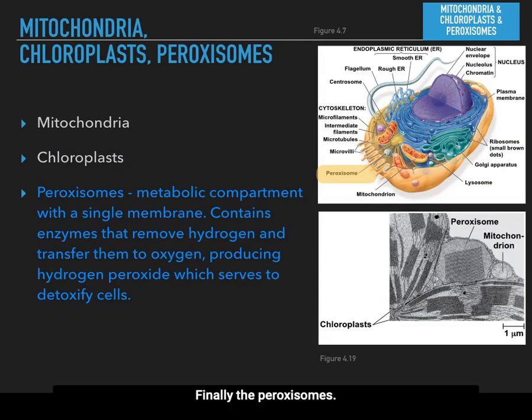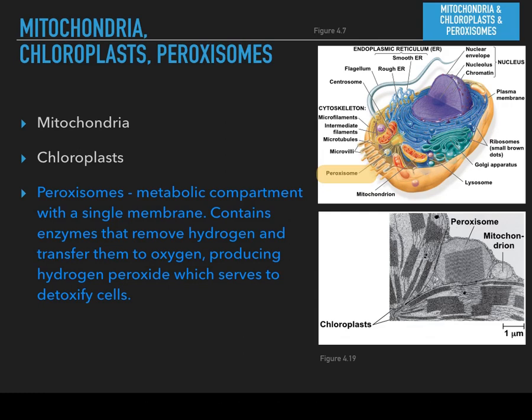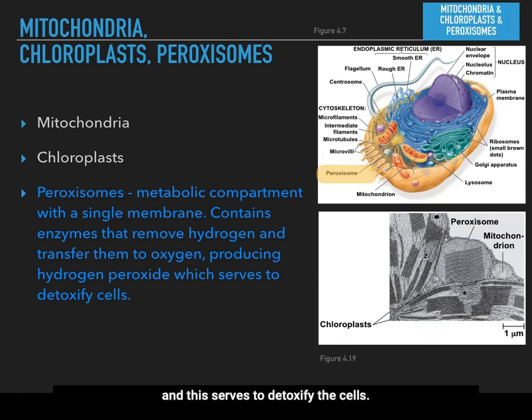Finally, the peroxisomes. These are shown in the animal cell on the top right as a blue ball and in the TEM image on the bottom right. Peroxisomes are a metabolic compartment with a single membrane that transfer hydrogen to an oxygen during certain enzymatic reactions, and this serves to detoxify the cells.